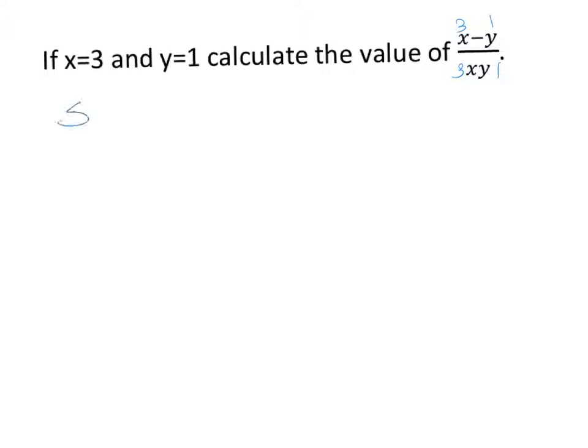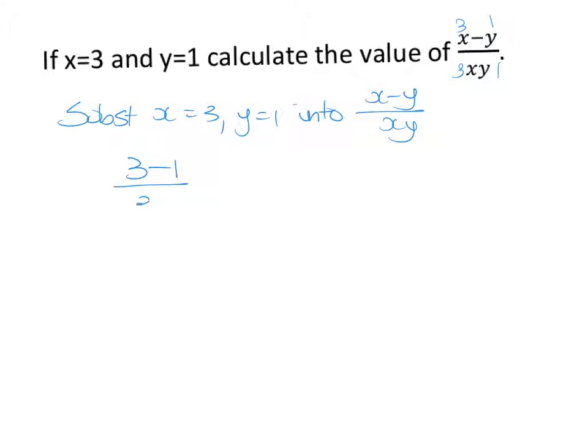So, substitute x equals 3, y equals 1 into x minus y over xy. So we'll get 3 minus 1 over 3 multiplied by 1. And that will give us 2 over 3, and that will be our answer.